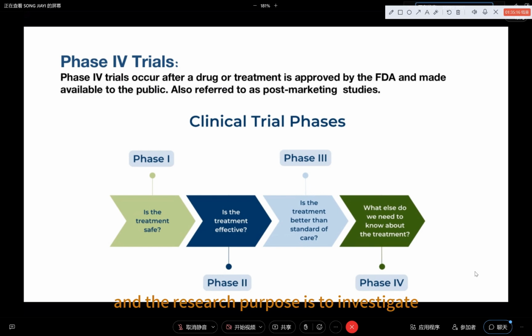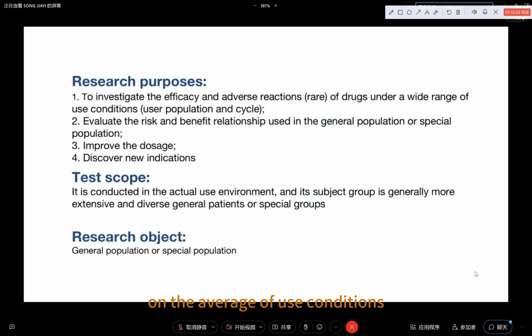And the research purpose is to investigate the efficacy and the adverse reactions of the drug under a wide range of use conditions, evaluate the risk and benefit relationship under use in the general population or special populations, adjust the dosage and discover new indications. And the population recruited is a broader and more diverse group of general patients or special populations.